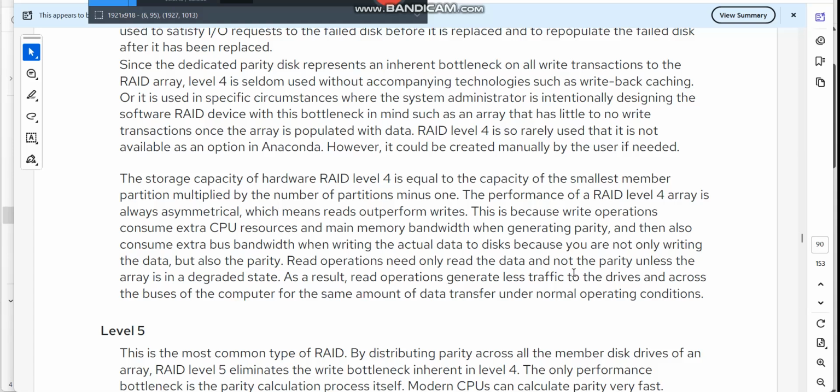The performance of a RAID level 4 array is always asymmetrical, which means reads outperform writes. This is because write operations consume extra CPU resources and main memory bandwidth when generating parity, and then also consume extra bus bandwidth when writing the actual data. It is because you are not only writing the data but also the parity. The read operations need only read the data and not the parity, unless the array is in a degraded state. As a result, read operations generate less traffic to the drives and across the buses of the computer for the same amount of data transfer under normal operating conditions.